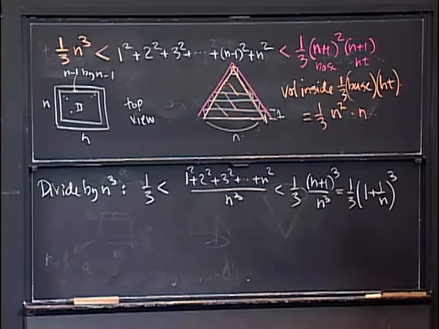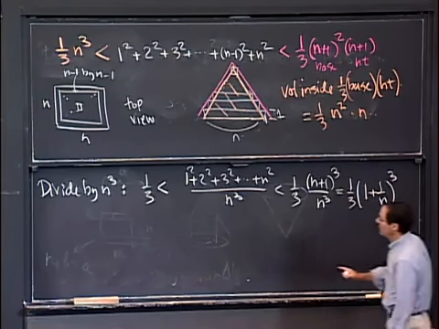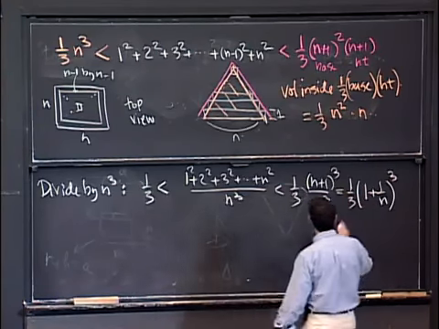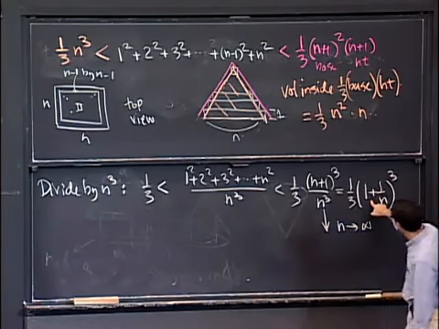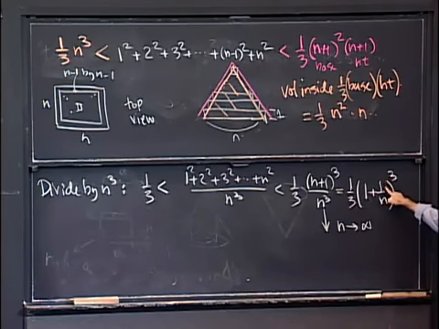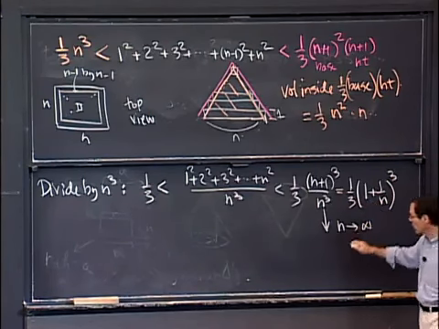And now I claim we're done, because this is a third, and the limit as n goes to infinity of this quantity here is easily seen to be, as n goes to infinity, this goes to 0. So this also goes to a third.